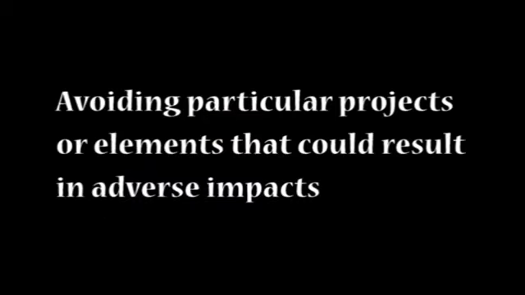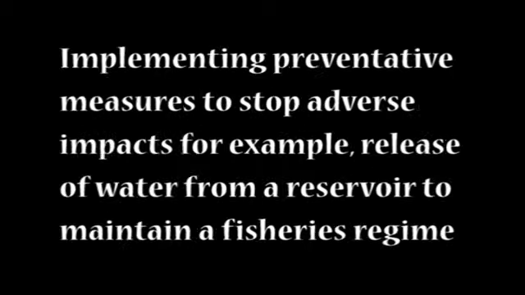Step 1. Impact avoidance. With the help of preventative measures, you can avoid adverse impacts. This step is most effective when applied at an early stage of project planning. It can be attained by avoiding particular projects or elements that could result in adverse impacts, avoiding areas that are environmentally sensitive, and implementing preventative measures to stop adverse impacts. For example, release of water from a reservoir to maintain a fisheries regime.